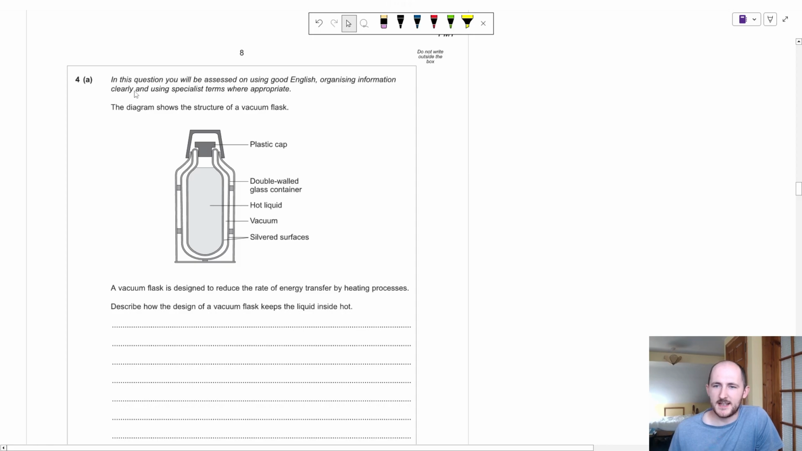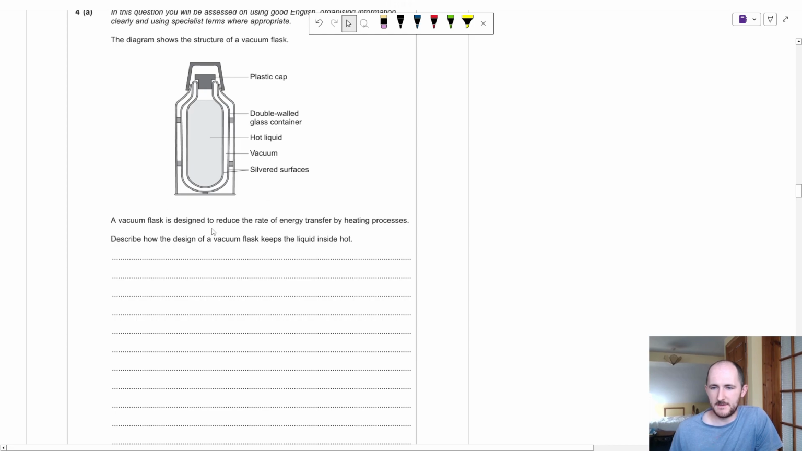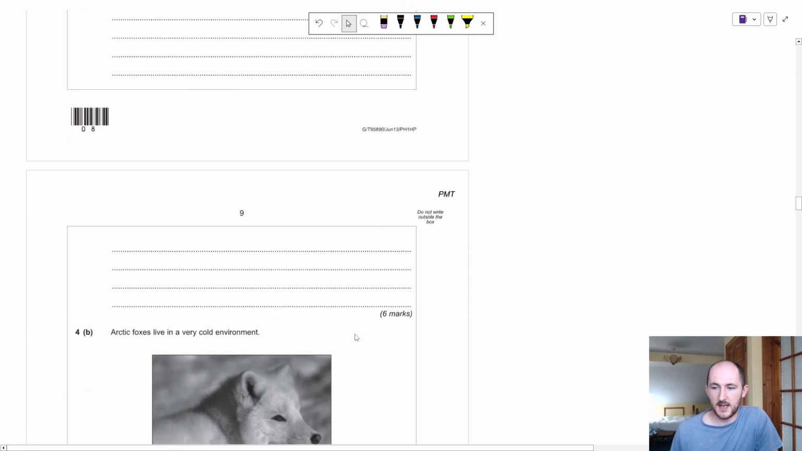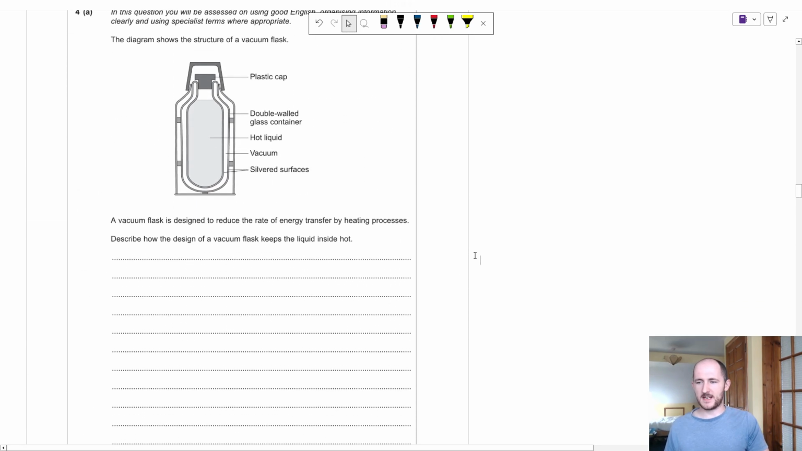Okay. In this question, you'll be assessed on using good English, organising information clearly, and using specialist terms where appropriate. The diagram shows the structure of a vacuum flask. So it's designed as an insulator, to reduce the rate of energy transfer by the heating process. Describe how the design of a vacuum flask keeps the liquid inside hot. 6 marks. Okay, so 6 marks, 6 bullet points.